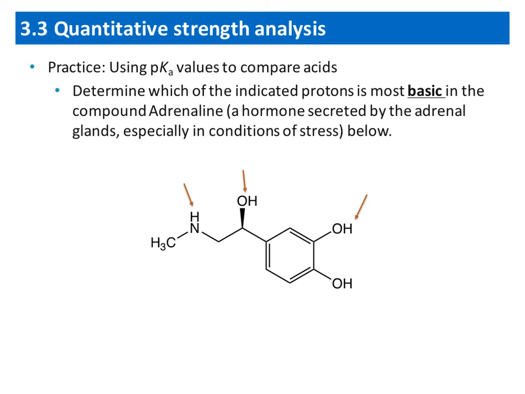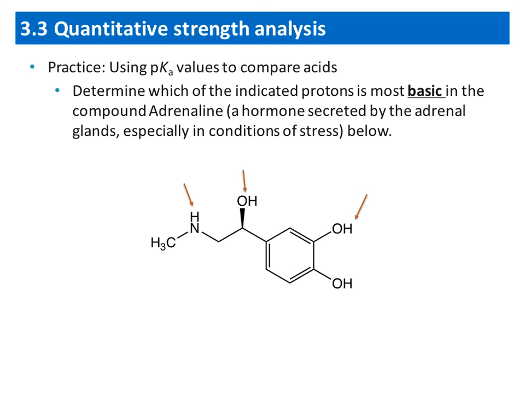So let's look at the structure of the adrenaline molecule and determine which proton is the most basic in this structure. The very first step is to determine the functional groups. If you look at here, this functional group, we have nitrogen attached to R2 group and hydrogen. This is an amine. This functional group is an alcohol. This one, OH attached to the benzene ring, it's phenol.